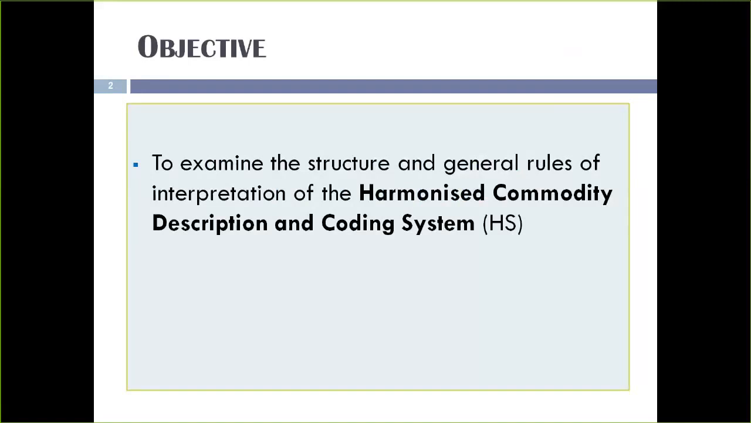Our objective today is to examine the structure and the general rules of interpretation of the HS, the Harmonized Commodity Description and Coding System. Notice the two components of the name. One is the commodity description, and secondly, the coding system. The term harmonize being important here, principally because across countries, different products may have different needs.